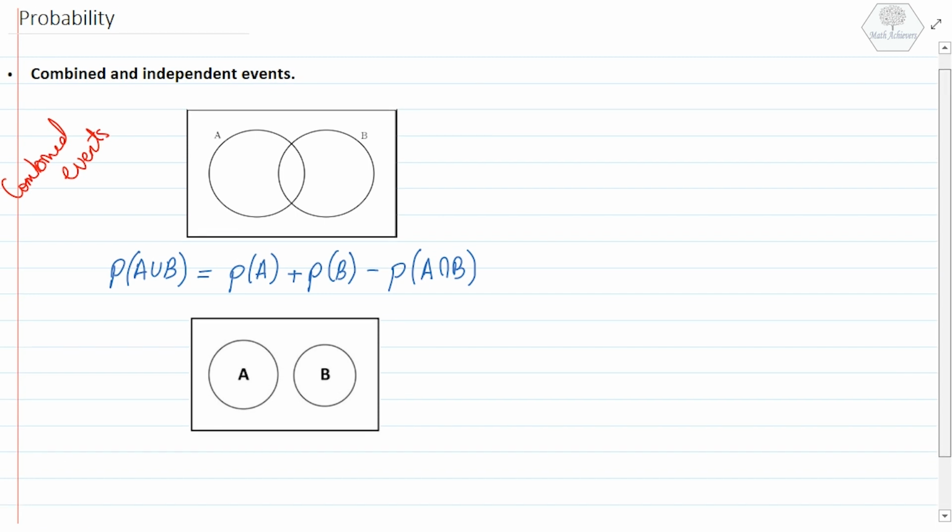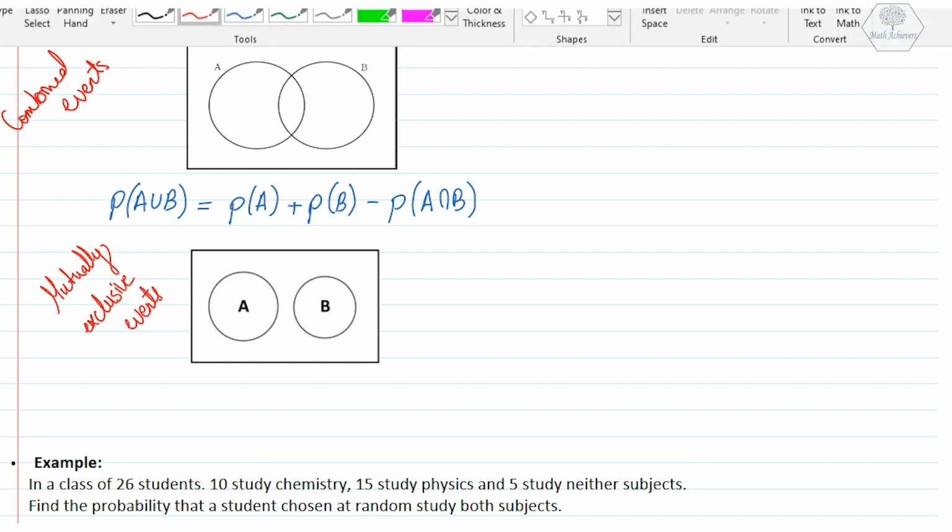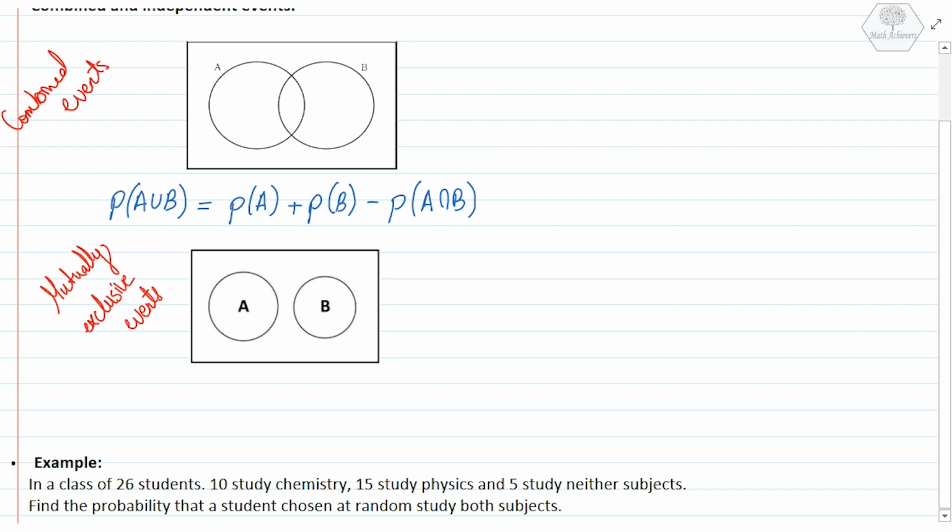Now, let's see what mutually exclusive events are. As you can see in mutually exclusive events, event A and event B don't intersect. There is no intersection. So in this case, the probability of A intersection B is always equal to 0.